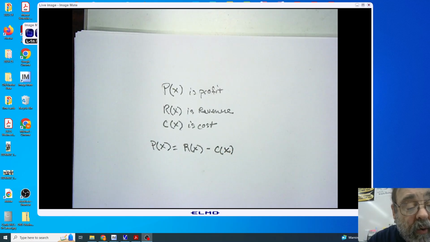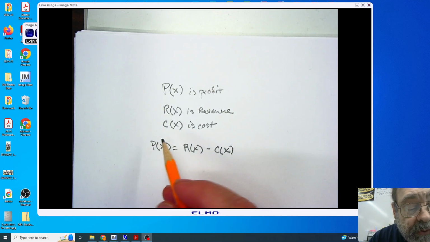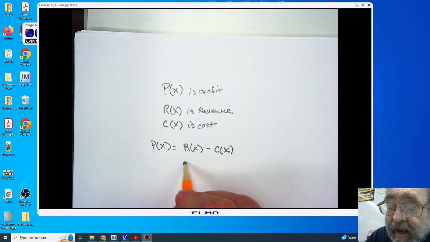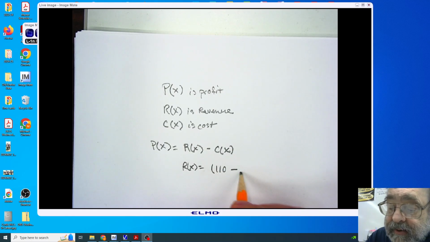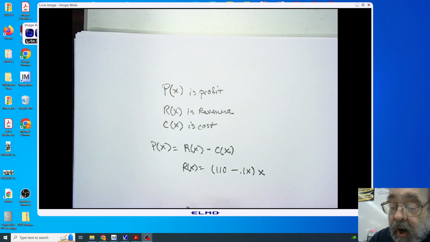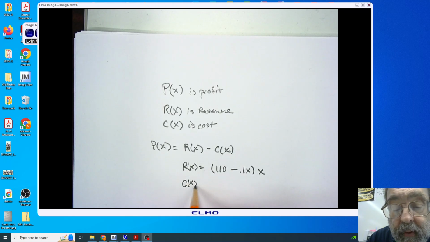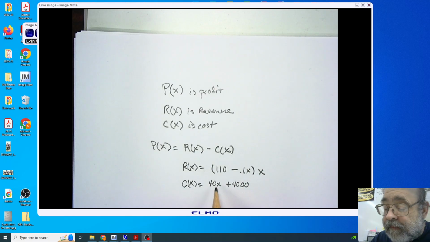Now, we are told that the price of each smartphone is $110 minus 10 cents per smartphone sold. So that means that my R of X has to be $110 minus 10 cents for each smartphone per smartphone. The cost is going to be $40 for the parts per phone plus the $4,000. So we have $40 per phone plus $4,000 for the overhead.